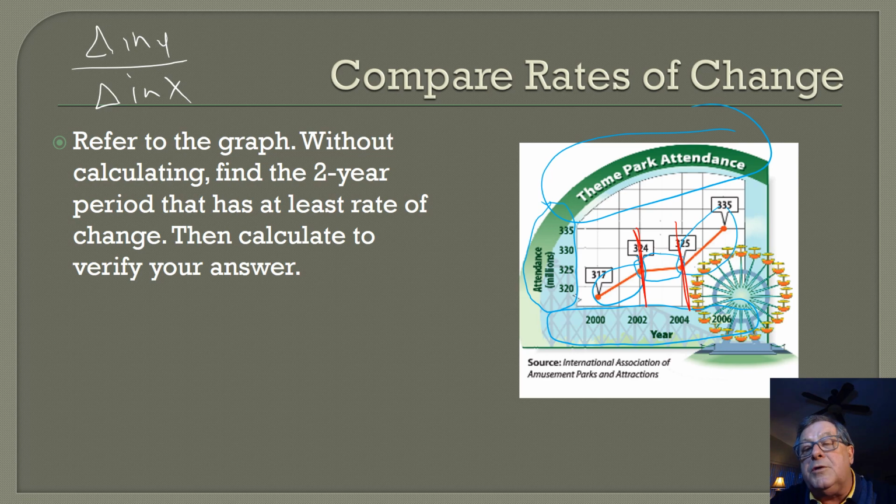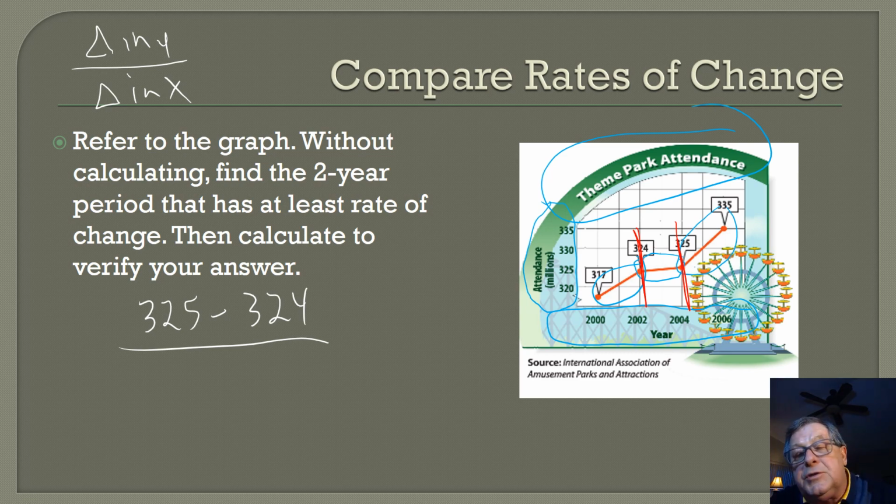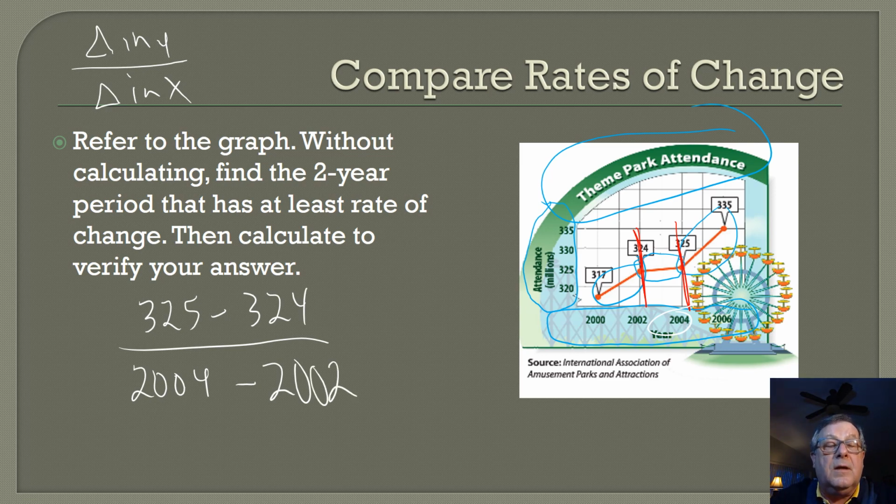So let's see, we got y2 minus y1. I'm looking at the y-axis, and these little boxes up here tell me the value. So I got 325 minus 324. And the x values between those periods, x2 would be 2004, excuse me, 2004 minus 2002. Well, 325 minus 324 is 1. And 2004 minus 2002, the difference there is 2.